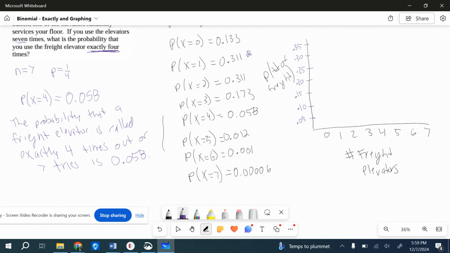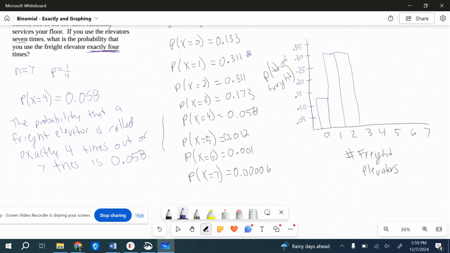So my first bar for x equals 0, the probability that x equals 0, I have to go all the way up to 0.13. So that's roughly here. All right. Are these going to be perfect? Nope, they're not. But they're going to be close. All right. My next one goes all the way up to 0.31. So that's slightly above my 0.3. And I do this for each of them. My 2 is the same.